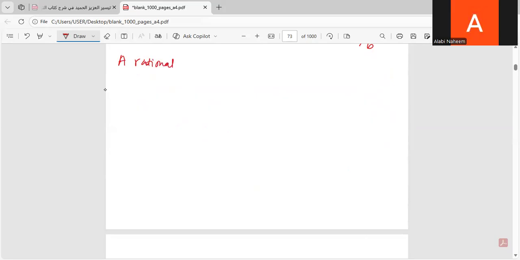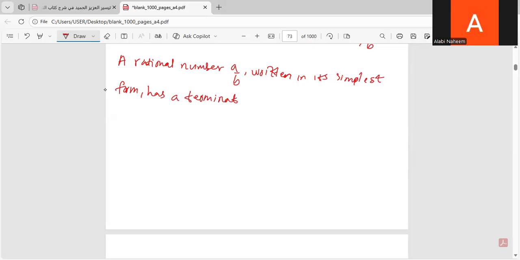A rational number A over B, written in its simplest form, can be written as a terminating decimal if and only if B equals 2 to the power m times 5 to the power n, where m and n are greater than or equal to 0. So this is the principle.